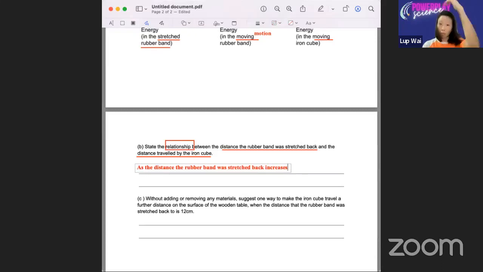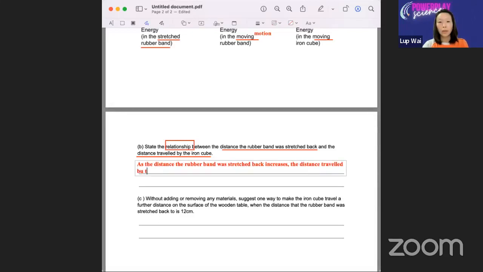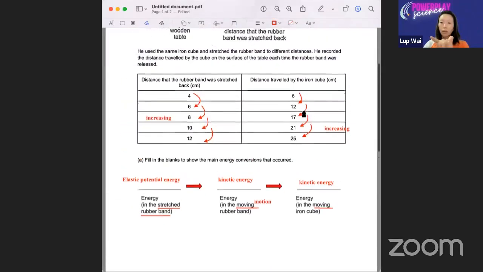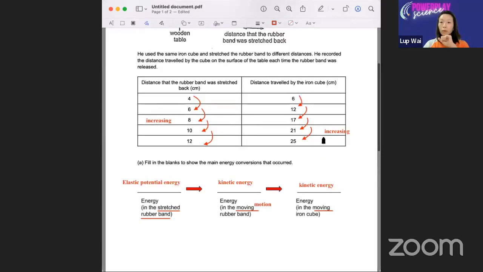Increases. As they increase, right? What happened to the other column? The distance traveled by the ion cube increases. So when one side increases, the other side also increases. So do you see the two important words here? What happens to the relationship between them? Both increase, same as increase, increase. All right, this is how you answer the relationship question.